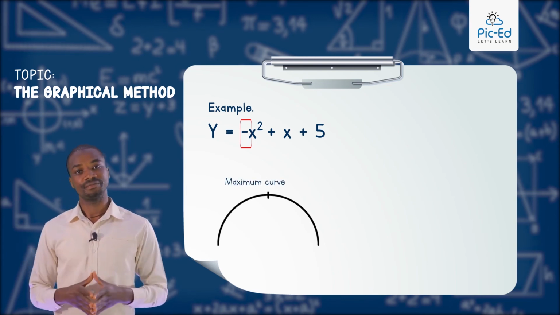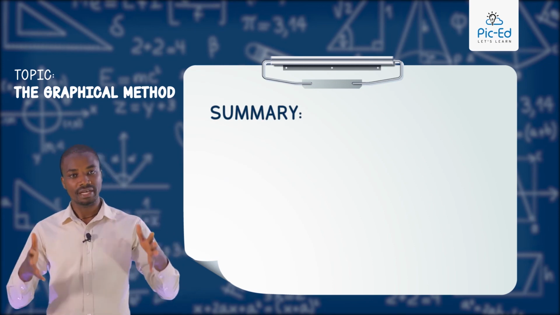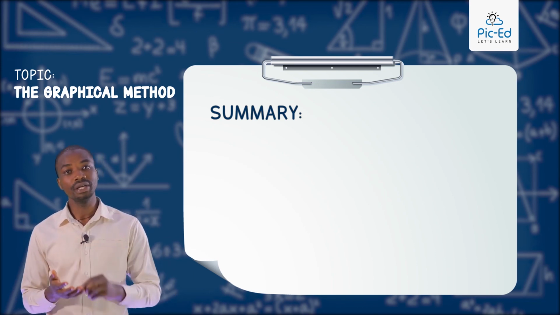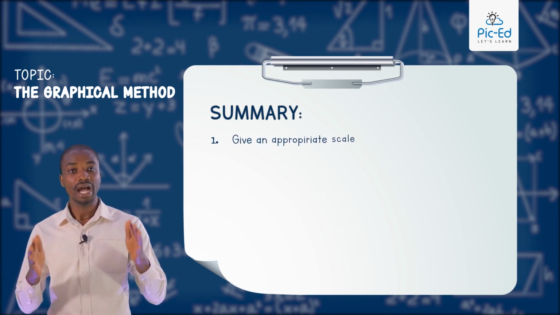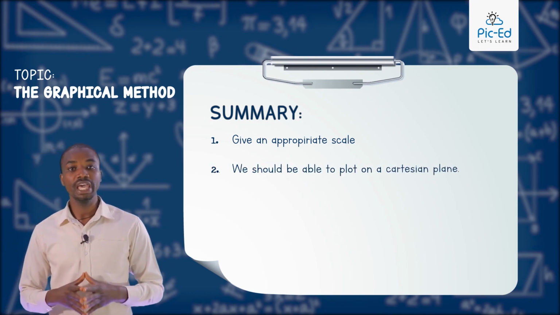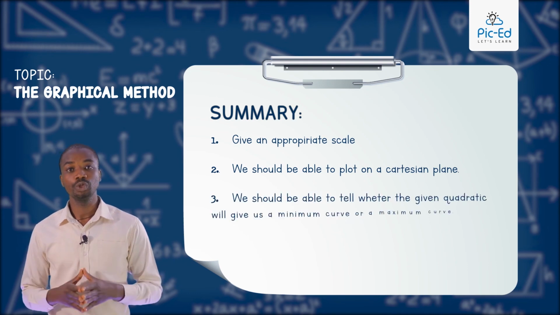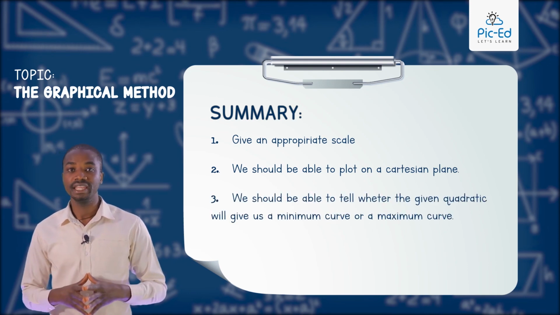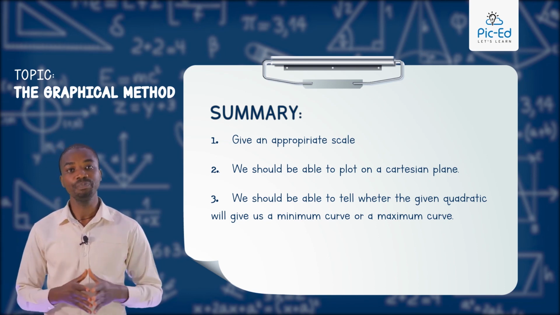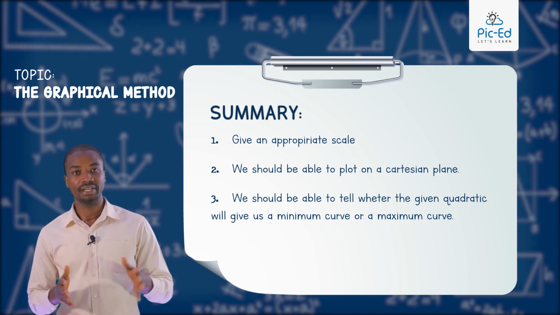In summary, whenever we are going to use the graphical method to solve any quadratic equation, we take note of the following. Number one, we should be able to give an appropriate scale if it is not defined for us. Number two, we should be able to plot on a Cartesian plane. Number three, we should be able to tell whether the given quadratic will give us a minimum curve or a maximum curve.